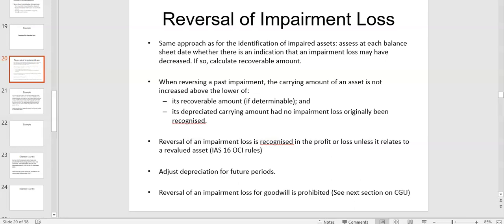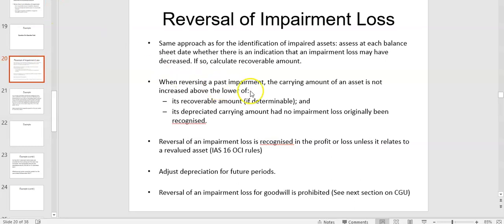But what happened then is when those indicators reverse, the economic conditions reverse or the asset becomes of more value, well then you may have a reversal of impairment. But the key thing here is not as simple as just reversing that entry that you put in before. What you have to consider is, well, what would the depreciation have been if it wasn't impaired?